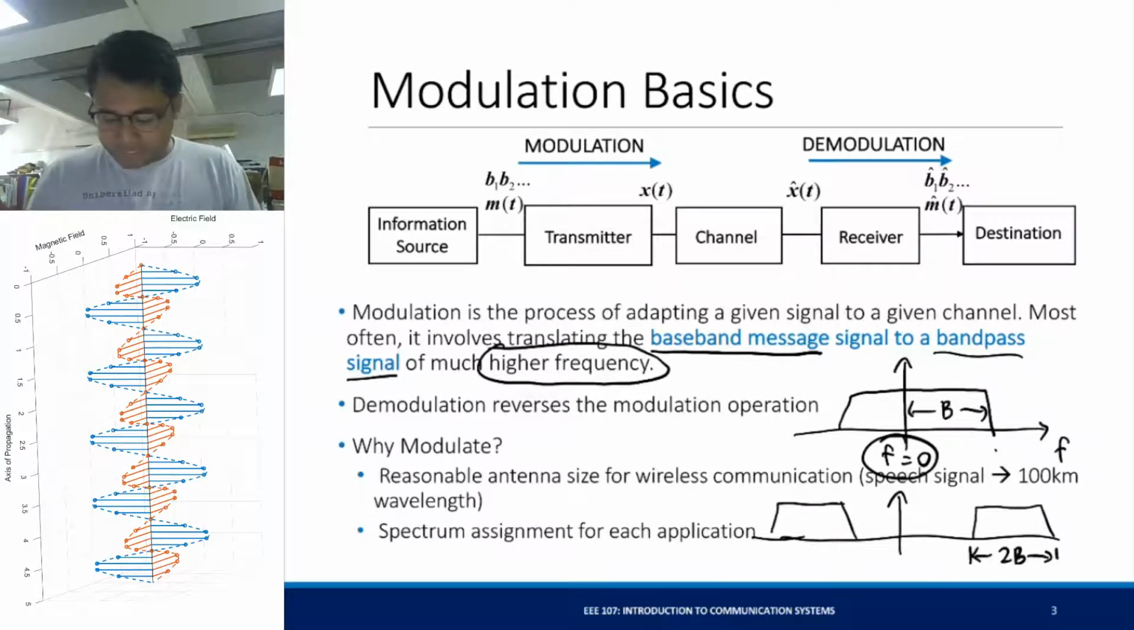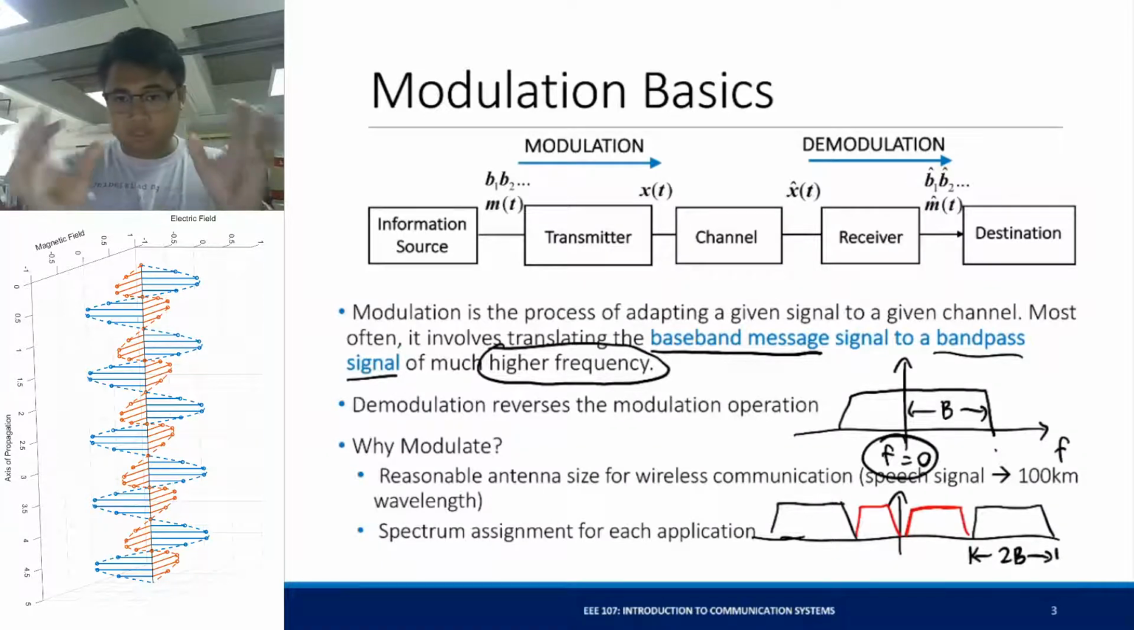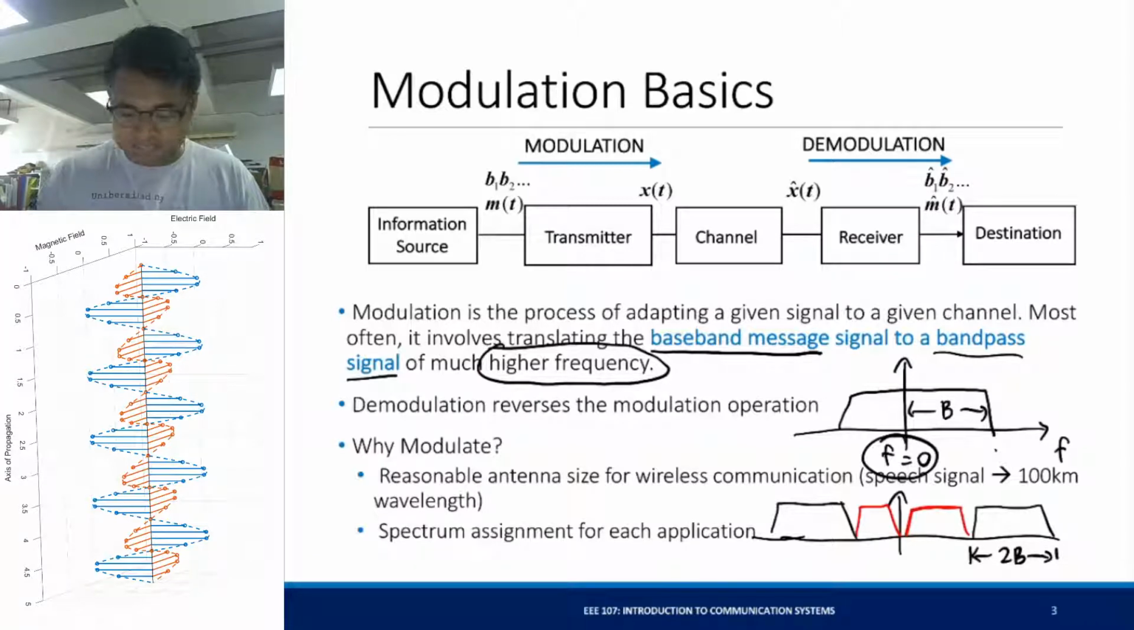By translating to different frequency bands, maybe this is your first signal, another signal can be squeezed in right here. And they won't interfere with each other because you're using the spectrum efficiently. Another reason why we want to convert our signals into higher frequencies is because of the antenna size.